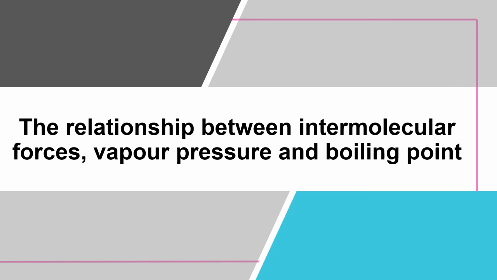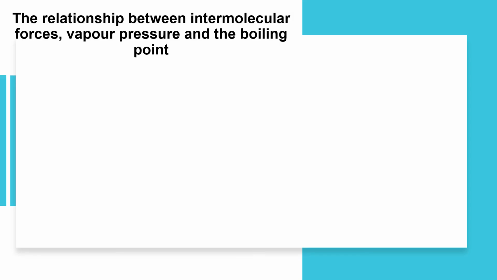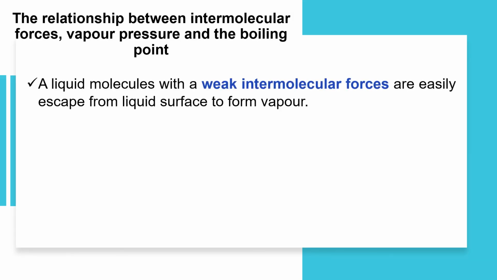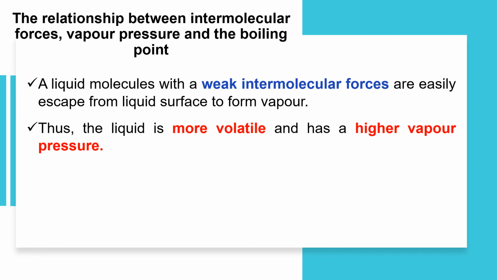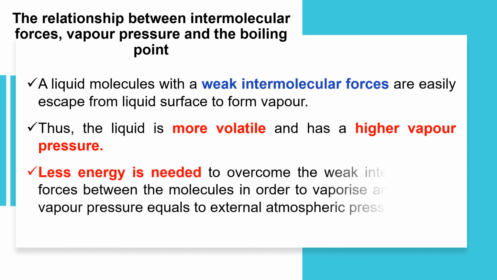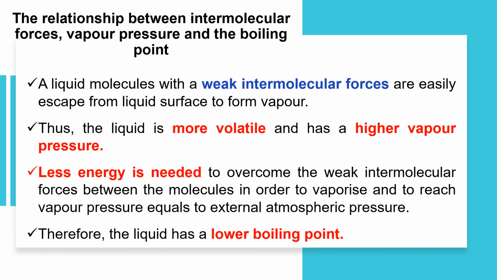Let's describe the relationship between intermolecular forces, vapor pressure, and boiling point. Liquid molecules with weak intermolecular forces easily escape from the liquid surface to form vapor. Thus, the liquid is more volatile and has a higher vapor pressure. Less energy is needed to overcome the weak intermolecular forces between the molecules in order to vaporize and to reach a vapor pressure equal to the external atmospheric pressure. Therefore, the liquid has a lower boiling point.